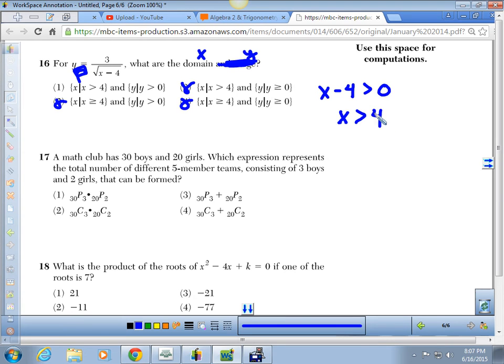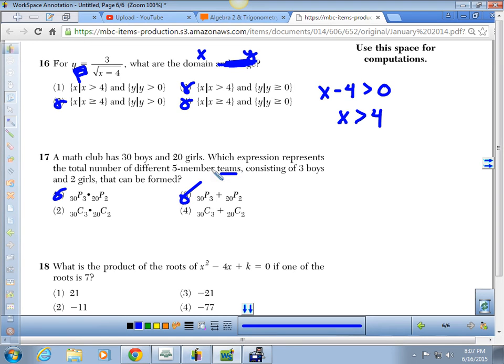17, a permutation combination question. 30 boys, 20 girls. Which represents the total number of 5 different member teams? Teams. So we're just forming teams. Is there a hierarchy or an order to a team? No. We just want members on the team. So permutation or combination? These are combinations. Bang, bang. They're out. Okay?